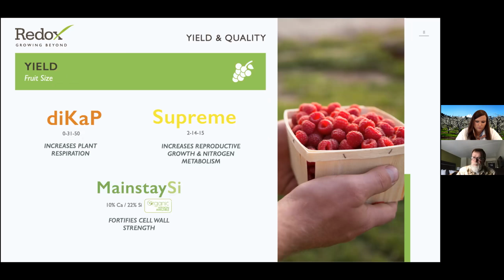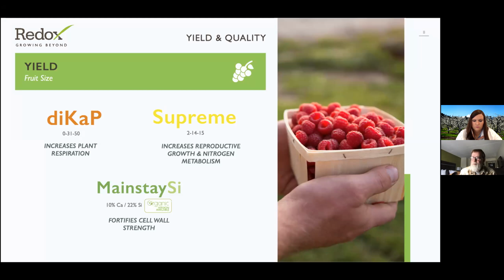So we utilize Supreme on a lot of cropping systems, not just apples and blueberries and cherries, but a lot of plant systems. Anytime that you have nitrogen metabolism problems, we can utilize Supreme and we can overcome those problems. Now, Supreme is a comprehensive nutrient product. It's a 2-14-15. And what it does is it increases the reproductive growth and nitrogen metabolism. It is very good at doing this. So our standard applications for Supreme are, we'll utilize it at bloom, and then we'll utilize it 14 days post.